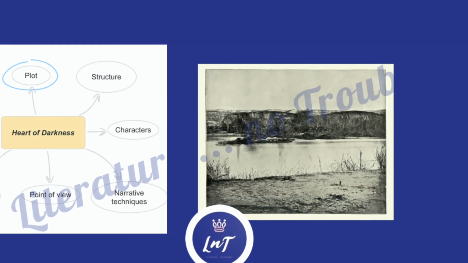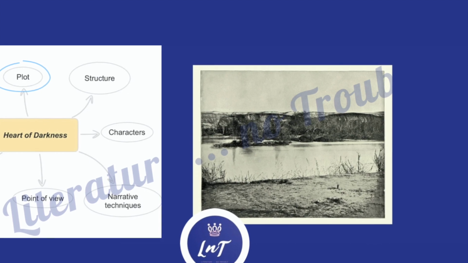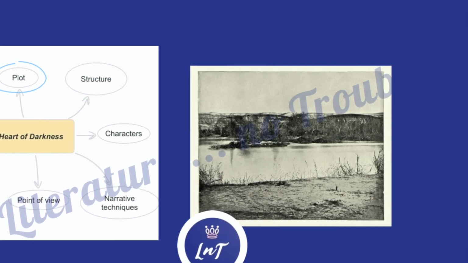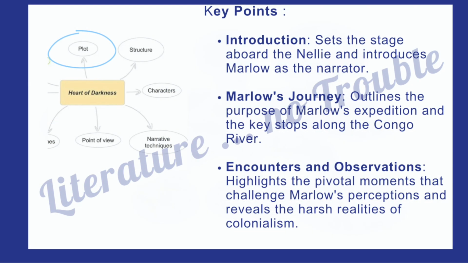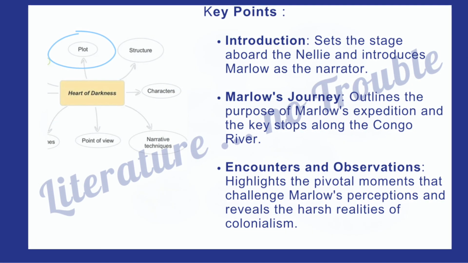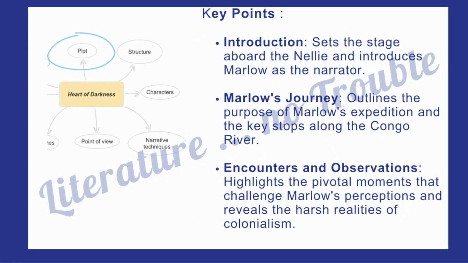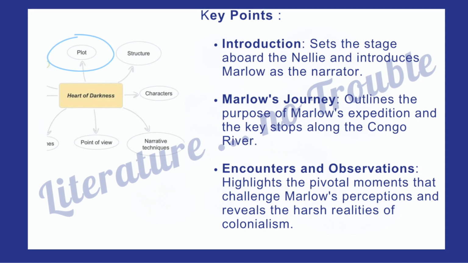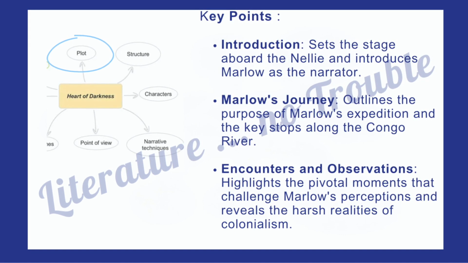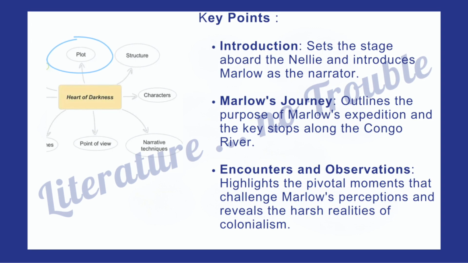At the inner station, Marlowe meets Kurtz. He's shocked by Kurtz's power and cruel actions. Let's try to sum up the plot until now. We can say that the stage has been set aboard the Nelly. The narrator, Marlowe, has been introduced, and we have learned about Marlowe's observations regarding the harsh realities of colonialism.